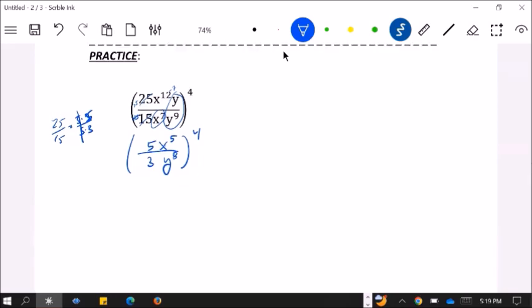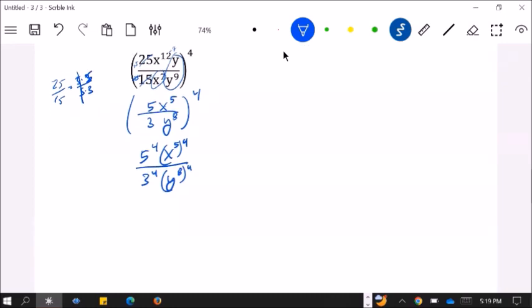Now we will apply the 4 to each thing, because that means 4 times we do each one of them. 5 times 5 times 5, x to the 5th times x to the 5th times x to the 5th times x to the 5th, 3 to the 4th power, and y to the 8th raised to the 4th power. Well, 5 to the 4th power is 625. Multiply 5 times 4 with the exponent. 3 to the 4th power is 81, and 8 times 4 is 32.